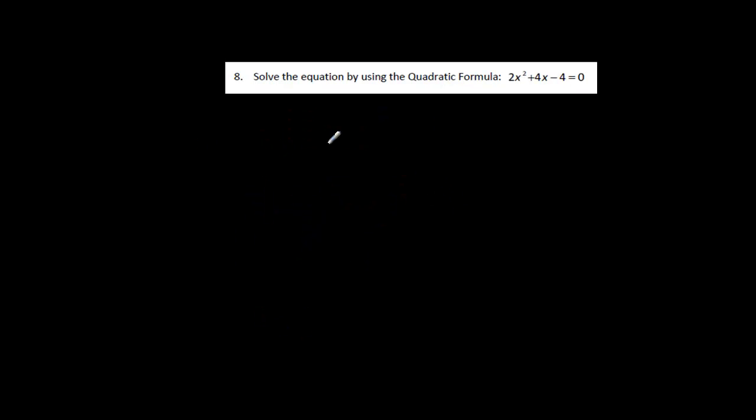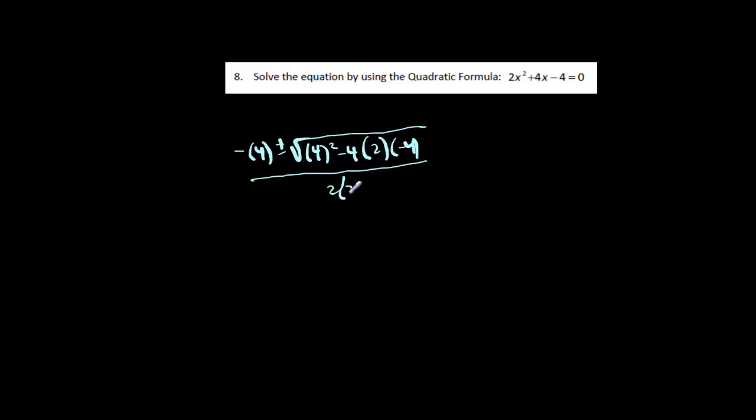Number 8, use the quadratic formula. So the opposite of b plus or minus the square root of b squared minus 4ac, all over 2a. So negative 4 plus or minus, we have a 4 down here. 4 squared is 16. 4 times 2 times negative 4 is 32. A negative times a negative is positive. So we have 48 here.